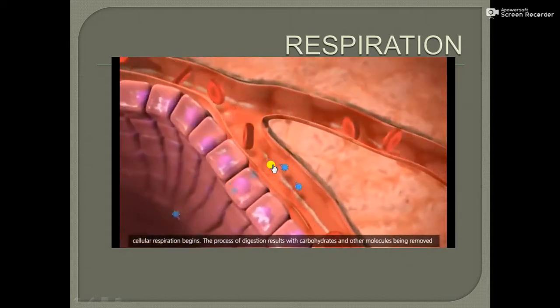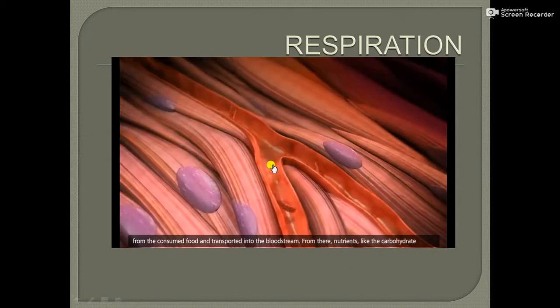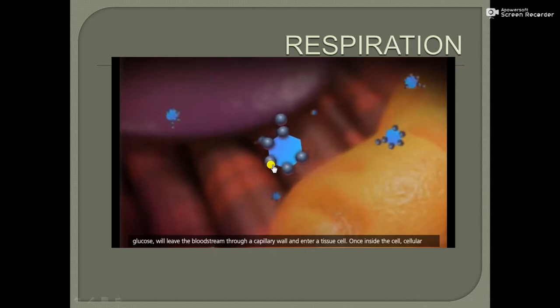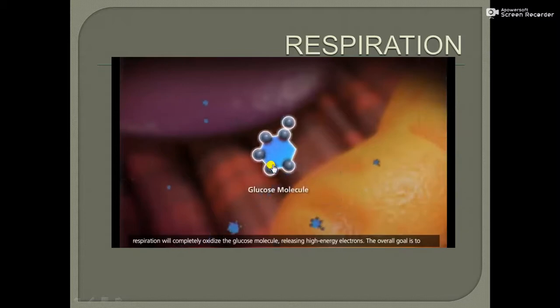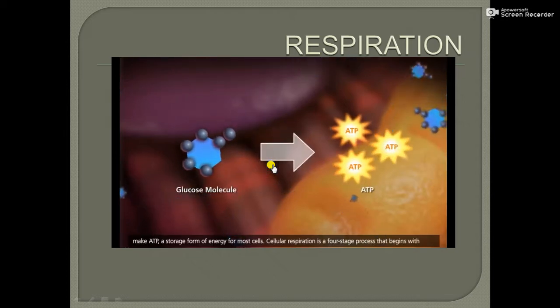The process of digestion results in carbohydrates and other molecules being removed from the consumed food and transported into the bloodstream. From there, nutrients, like the carbohydrate glucose, will leave the bloodstream through a capillary wall and enter a tissue cell. Once inside the cell, cellular respiration will completely oxidize the glucose molecule, releasing high-energy electrons. The overall goal is to make ATP, a storage form of energy for most cells.